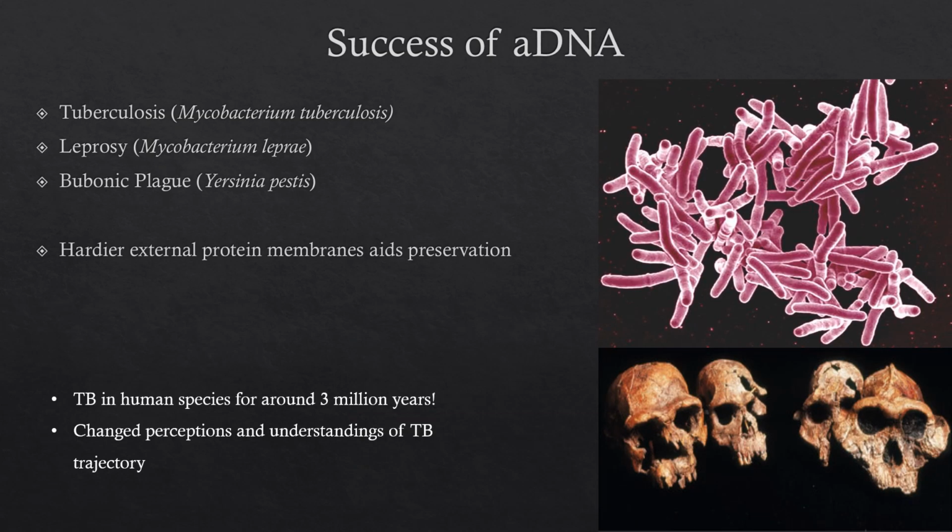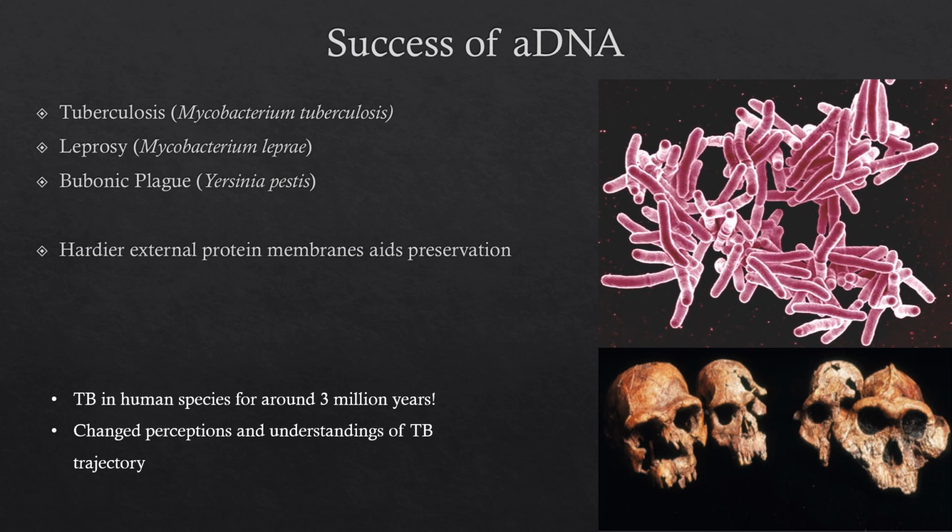In archaeology, aDNA has had three main successes in studying disease. So that's tuberculosis, Mycobacterium tuberculosis, leprosy, Mycobacterium leprae, and bubonic plague, Yersinia pestis. These are because they have harder external protein membranes which aid in their preservation, whereas other similar diseases may not have this protection and they may not survive in the archaeological record.